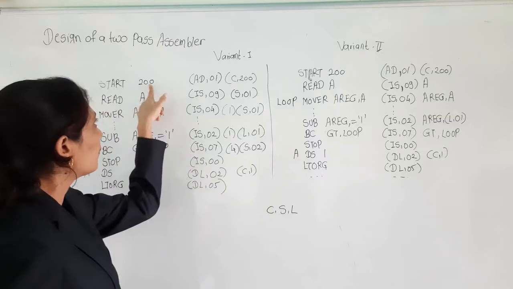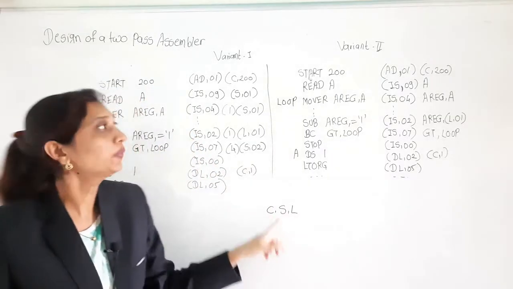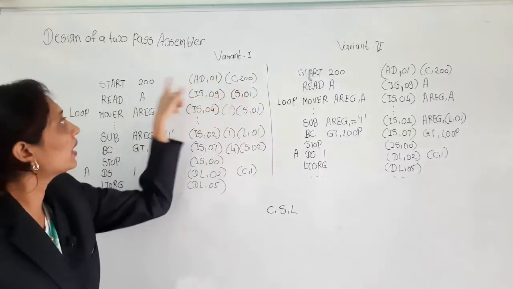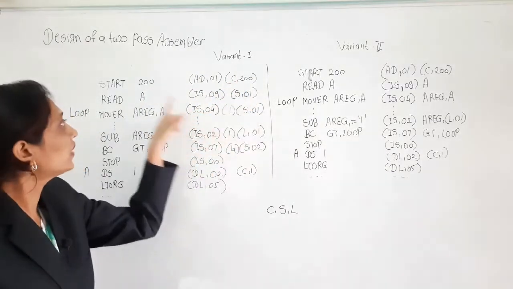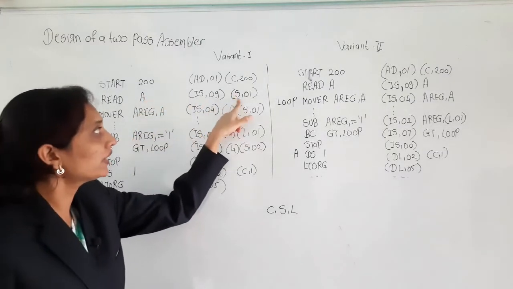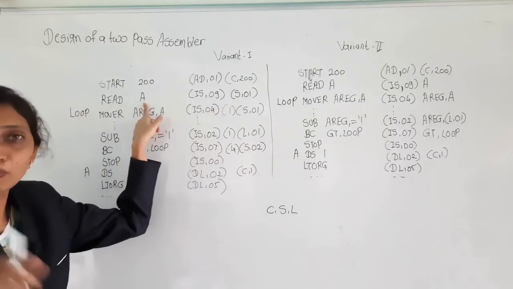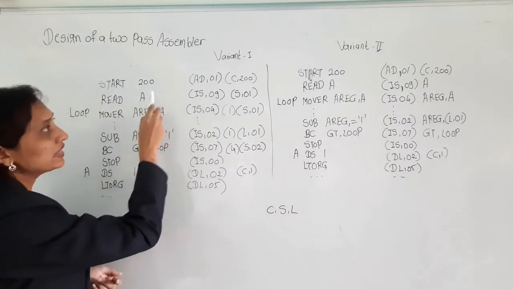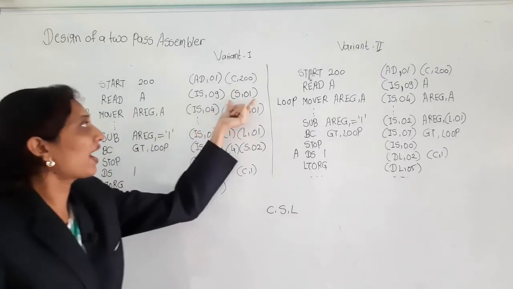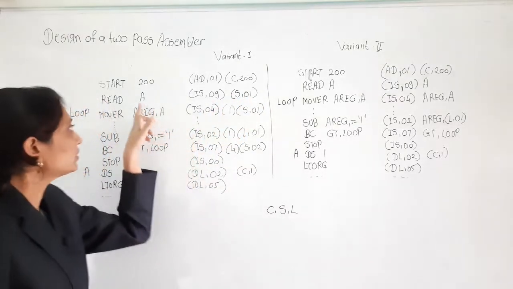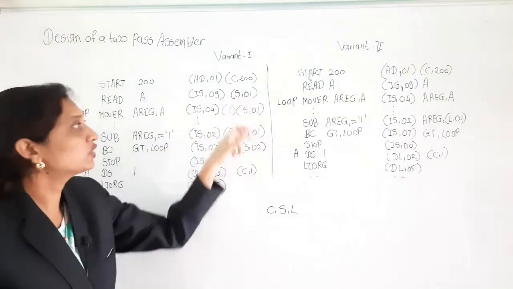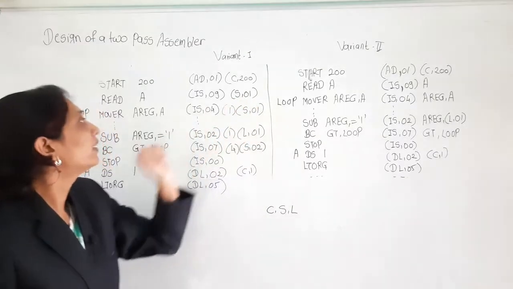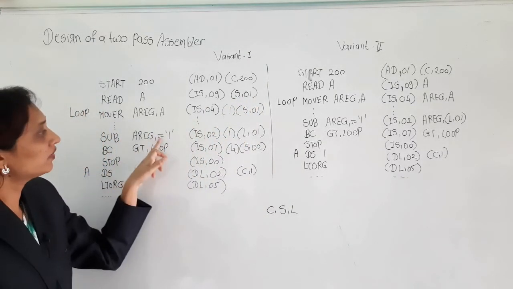Means if the operand contains the constant value, then the operand is represented by the pair C, comma that constant value. If the operand contains the symbolic name, like this A, then this operand A is represented in an intermediate code form as S, 01. Because A is a symbolic operand, so we are using S, 01.